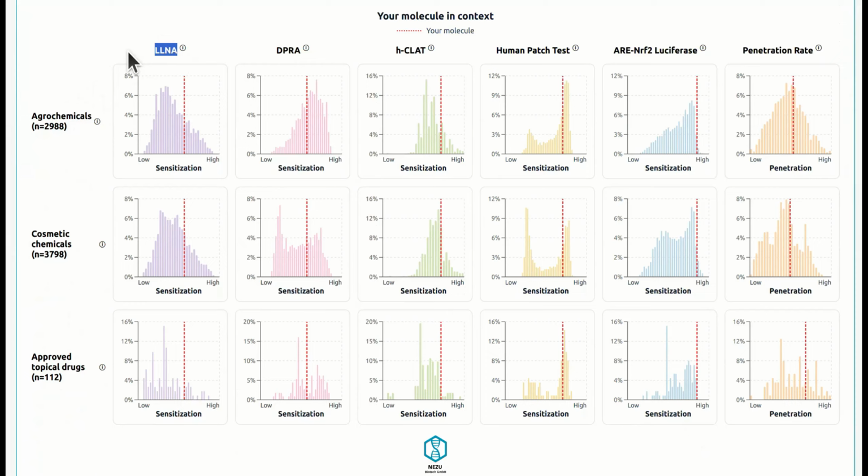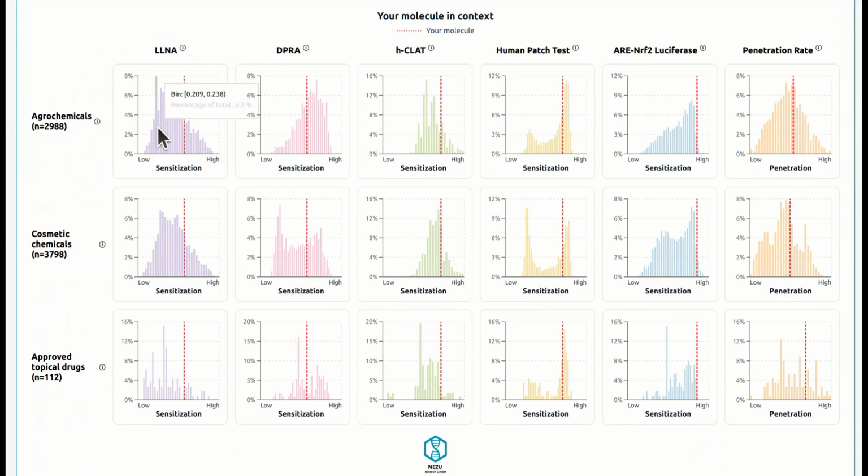First, which AI model was used to make the predictions. In this case, it was LLNA. Second, which molecules had their sensitization predicted. Here you see the predictions of almost 3,000 molecules used in agriculture, like pesticides, herbicides, and fertilizers.